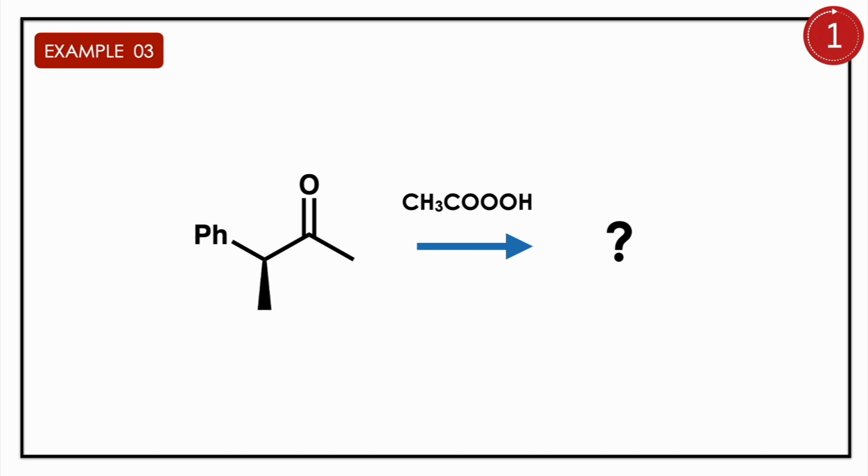Then the next example. Here you have a ketone, one side a methyl group, another side a carbon with one methyl and phenyl. The carbon is above the plane, you are using the peracid. You should find what will be the final product.